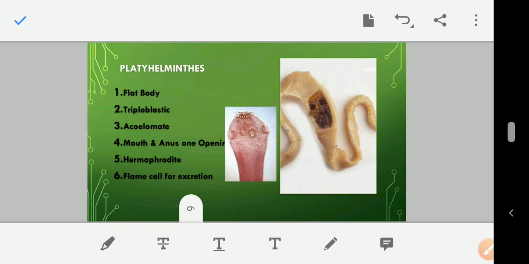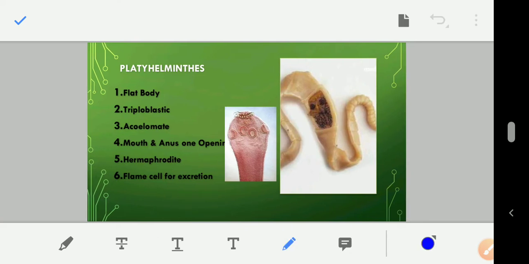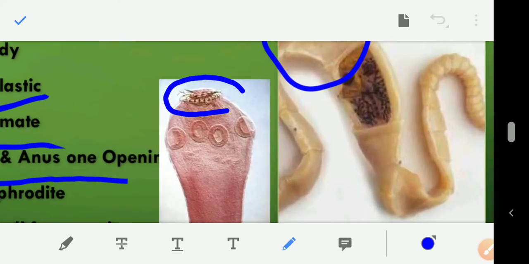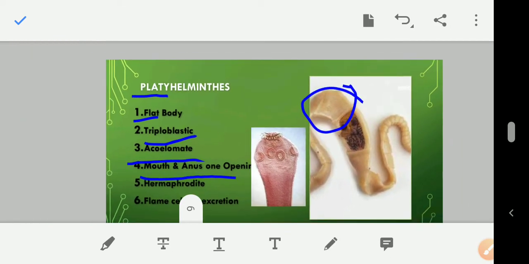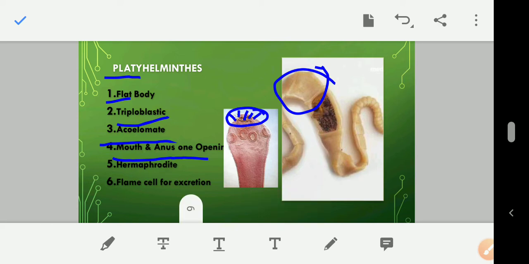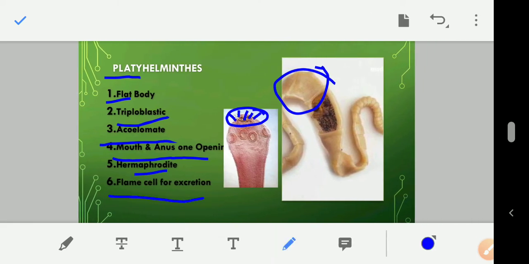Okay, the next phylum is Platyhelminthes. Plat means flat. The body is flat. Triploblastic, three germ layers. Acoelomate, A means absent, coelom means body cavity absent. Mouth and anus have the same opening. This one is the mouth, and mouth and anus both have the same opening. On the mouth you can notice a small sucker-like structure from where they absorb food from the host body. They are hermaphrodite, means male and female are present on the same body. They have flame cells for excretion. This is the characteristic feature of this phylum.